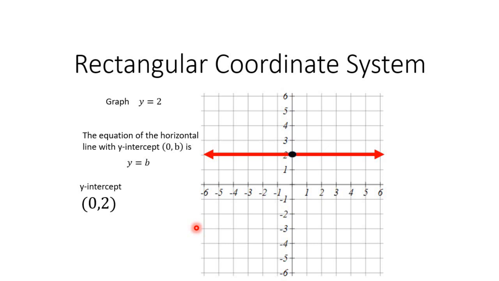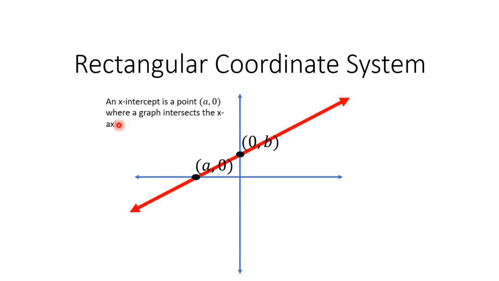So now let's draw a line that's neither horizontal nor vertical. And just like we did before, we're going to use the intercepts. The x-intercept is the point (a, 0) where y is equal to 0. That's the x-intercept, the point where the graph crosses the x-axis. The y-intercept is the point (0, b) where the graph intersects the y-axis.